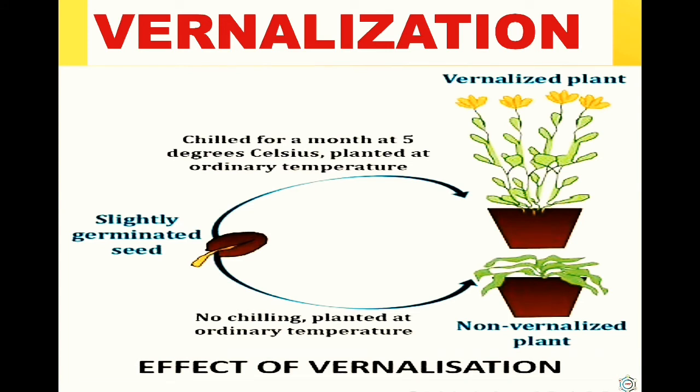Now let's see the effect of vernalization. So, a vernalized plant: here you can see a slightly germinated seed, chilled for a month at 5 degrees Celsius, planted at ordinary temperature, gives a vernalized plant. With no chilling, planted at ordinary temperature, it is a non-vernalized plant.